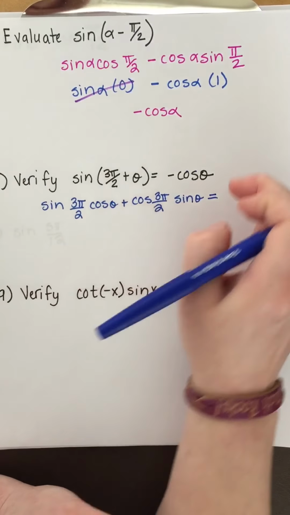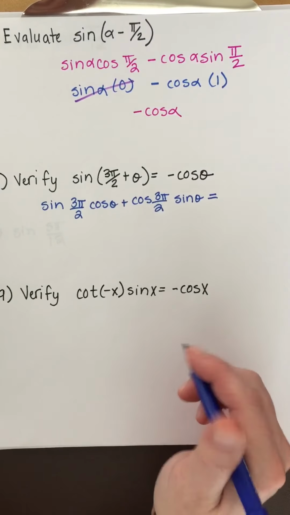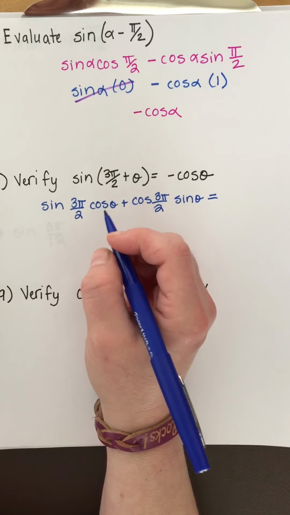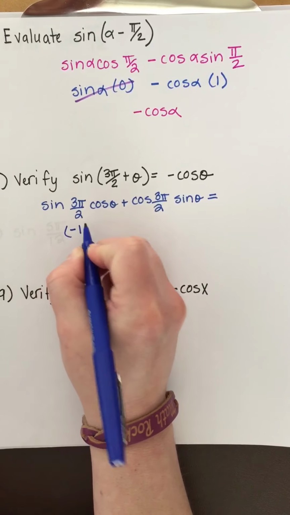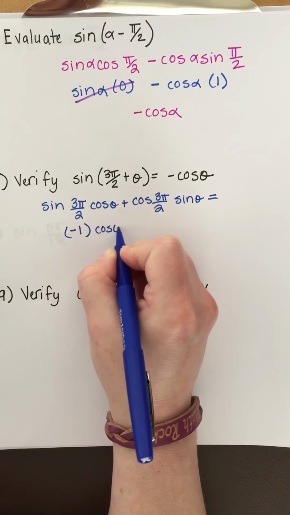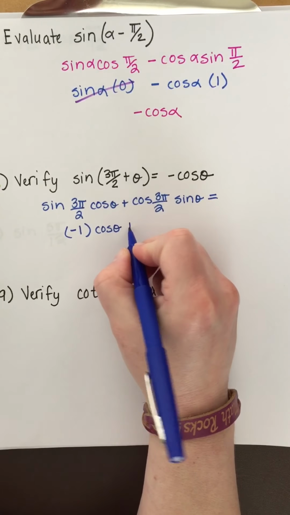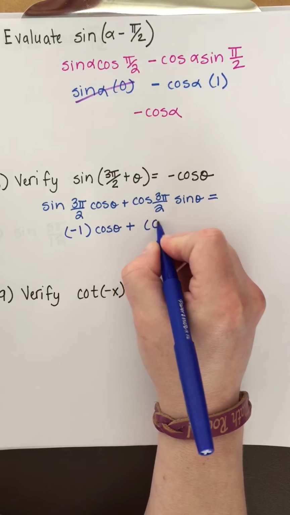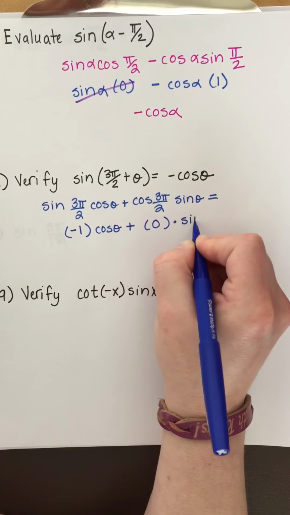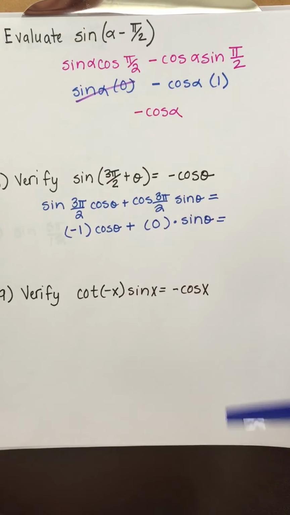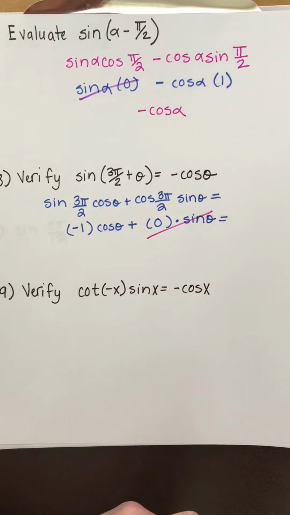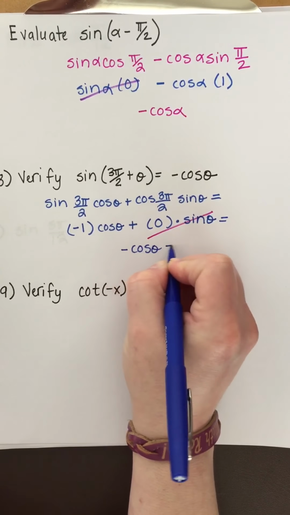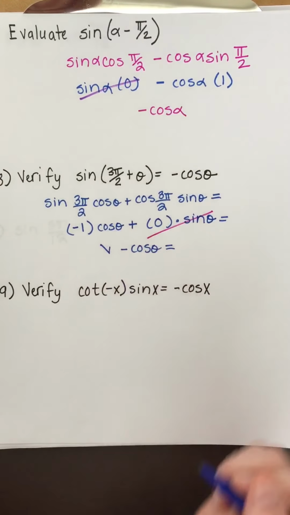And we want to make this side look like this side so we can verify it. What is the sine of 3 pi over 2? Well, that would happen to be negative 1. Again, think about your unit circle, or if you got it printed out, look at your unit circle. The cosine of 3 pi over 2 is a big fat 0. This is going to go away. And then negative 1 times the cosine of theta is negative cosine of theta. We got where we wanted to go, so I'm finished.